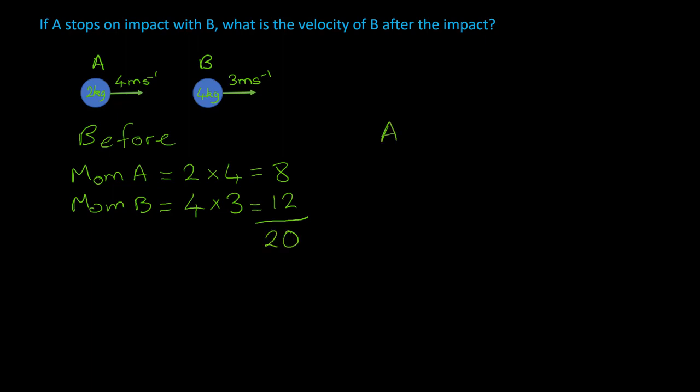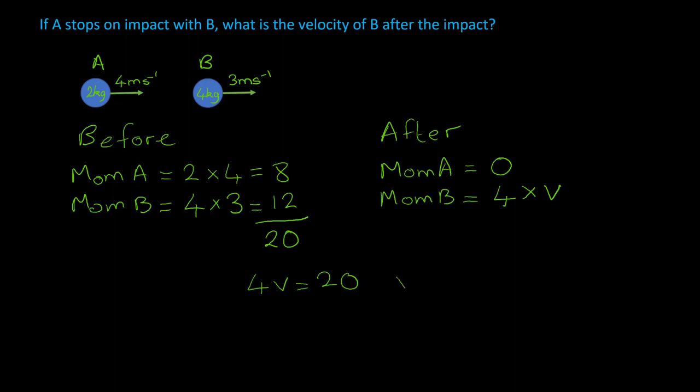So after the collision, the momentum of A will equal 0 because we're told that it stops, so the velocity of A afterwards would be 0. Momentum of B will be 4 times V, which we don't yet know. So the 20 must equal the 4V. Therefore, V must equal 5 meters per second.